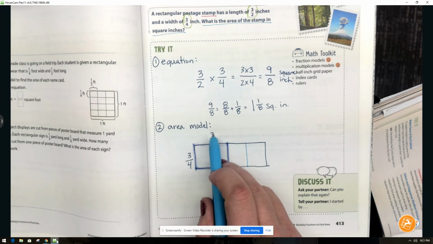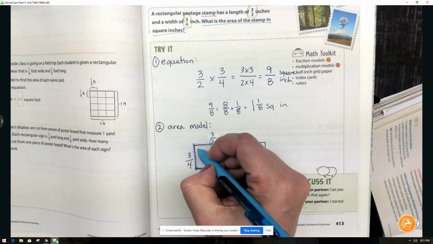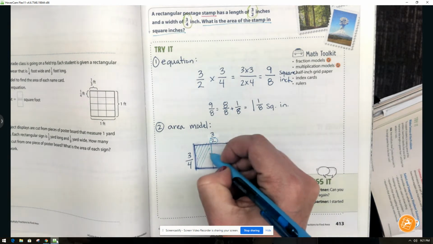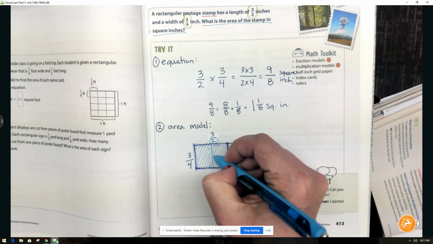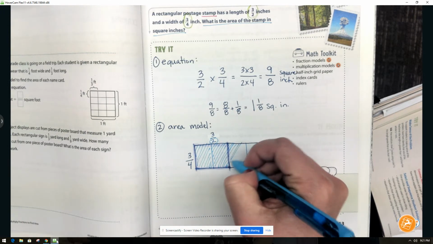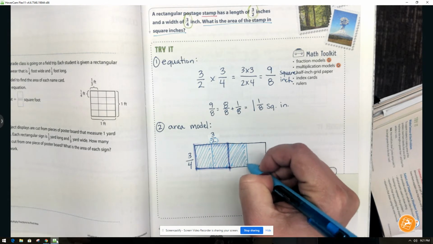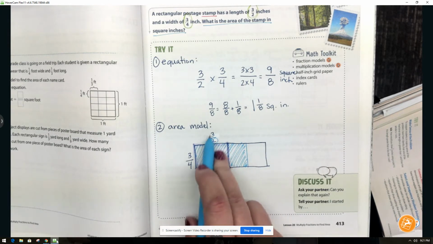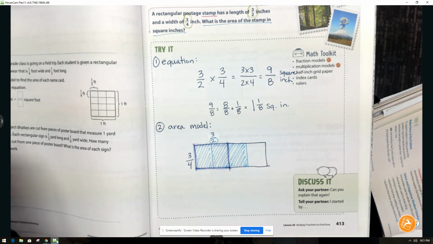Now we can shade in 3 parts because that's 1/2, 2/2, and 3/2. So now we've drawn the 3/2. Now the 3/4, luckily, is a little bit easier to deal with.